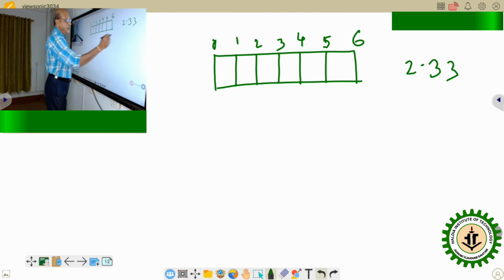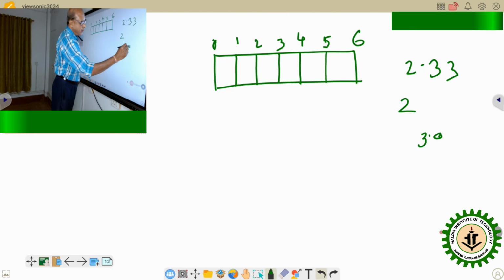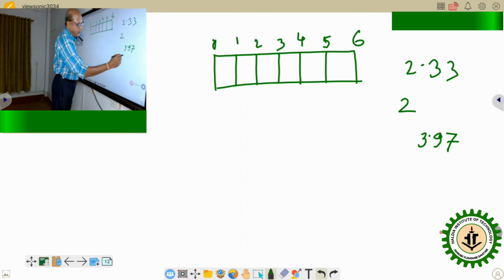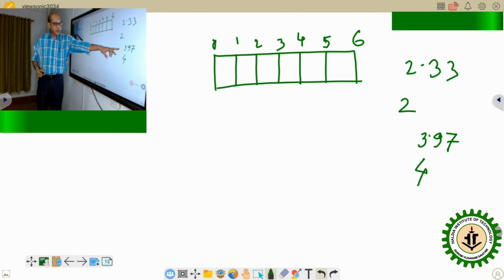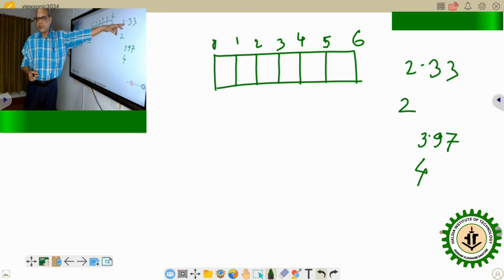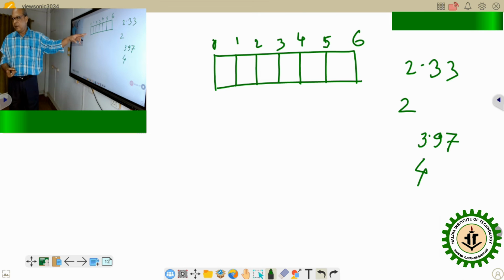So what will be your reading? 2. If you are told to measure 3.97, what will be your reading? 4. That means your error in this case is 0.03. In the first case, it is 0.3. So at which intermediate value will the error be maximum? What would be the values? If I make it 2.40, error will be 0.4. If I make it 2.47, error will be 0.47.